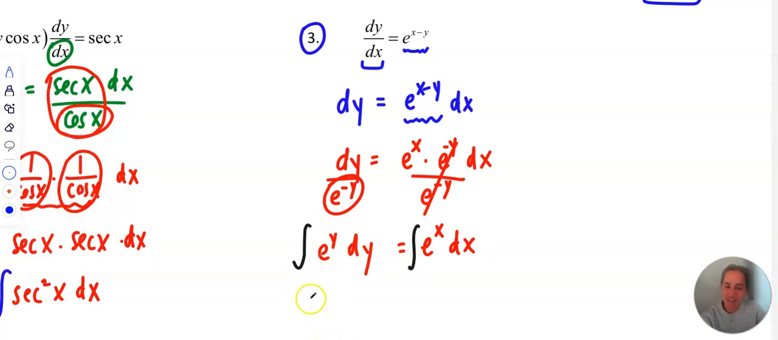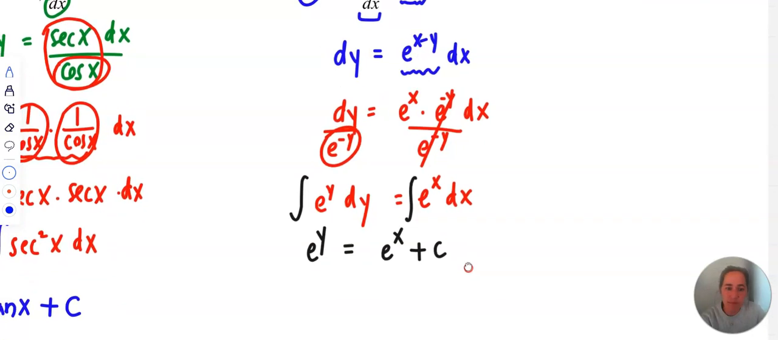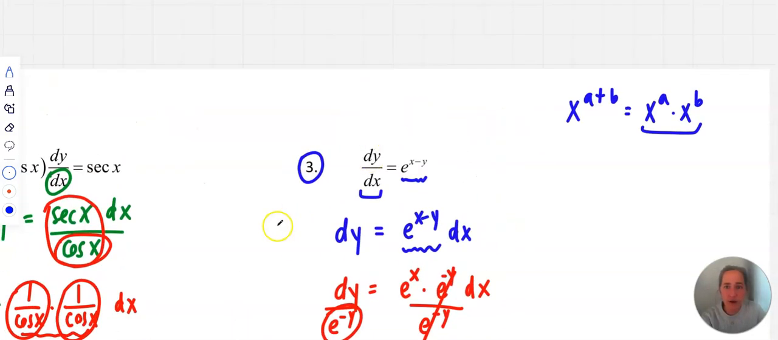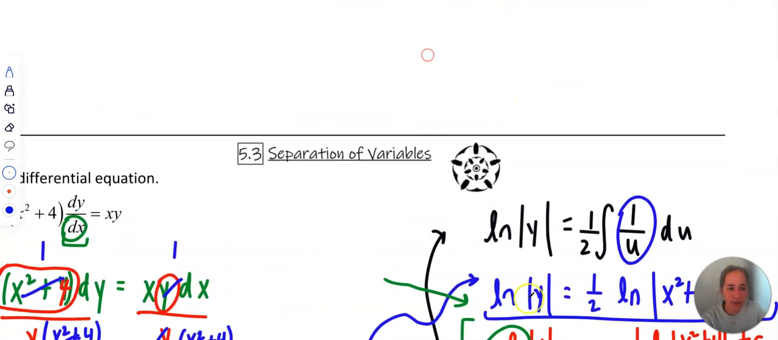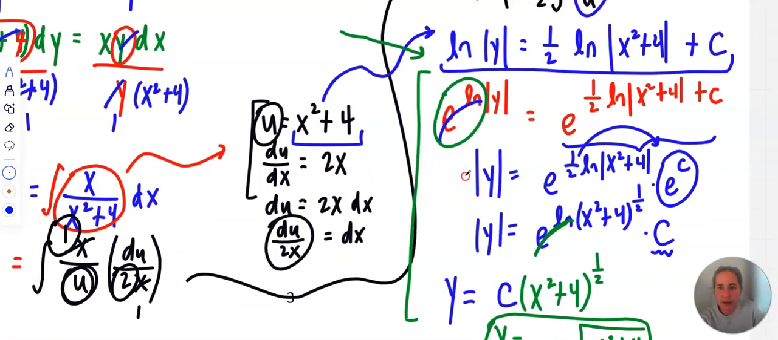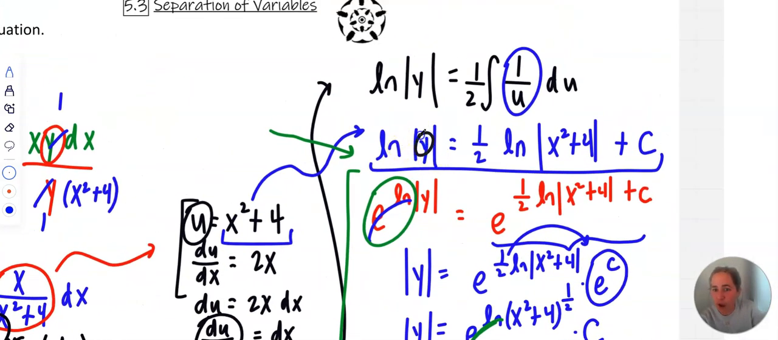Ooh, my favorite thing to integrate, e to a variable, is its own integral, right? No inside derivative to worry about here. So e to the y definitely equals, we'll say e to the x, and don't forget the plus c. Our last obligation is to try to get y by itself, to try to use some algebra. So we've got to think for a second. In another scenario, what did we have? We had a natural log, and we wanted to free the y from the natural log. So we used raising e to a power.